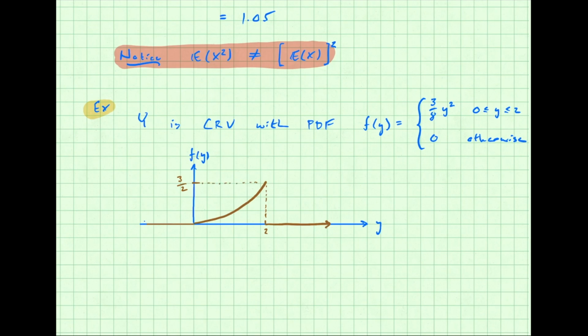And so you should be able to look at this and ask yourself, where is the expected value? Where do I expect to find y? Maybe it should be somewhere over in this region here.